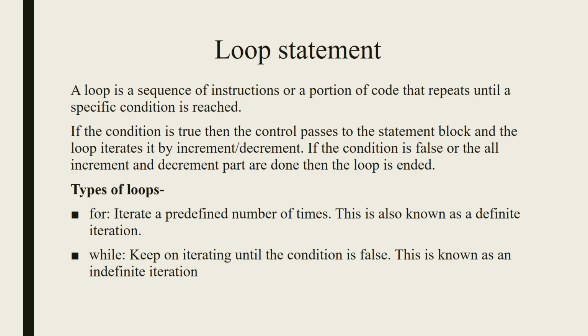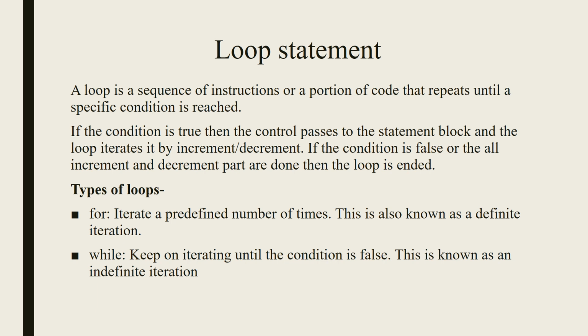Loop statement. A loop is a sequence of instructions or a portion of code that repeats until a specific condition is reached. Looping simplifies complicated programs into smooth ones. It allows programmers to modify the flow of the program so that rather than writing the same code again and again, programmers are able to repeat the code a finite number of times.